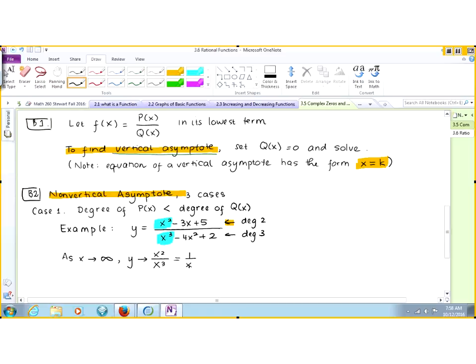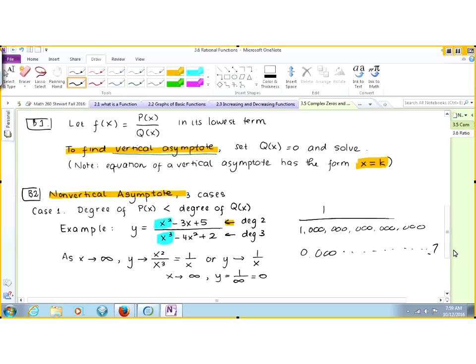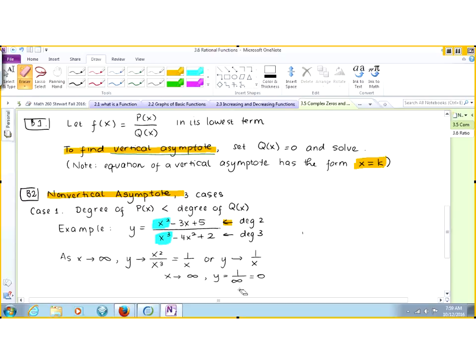Now, when I put a very large number here, what happens? When x goes to infinity, y is equal to 1 over infinity. What is 1 divided by infinity? 1 divided by a very large number is close to 0. For example, you have 0.0000000000001, and this is very, very close to 0. So y is approaching 0.